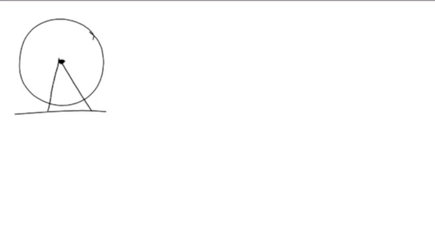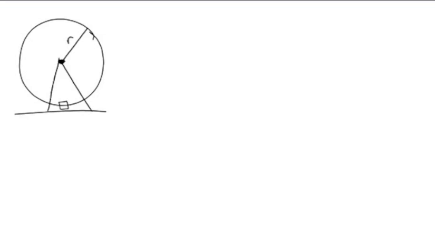So here's the center of the Ferris wheel. The Ferris wheel has a certain radius. And you want your car to get picked up down here. Car? The thing you sit in. I think it's called a car. Or a seat, I don't know.